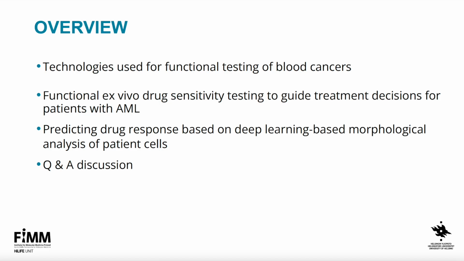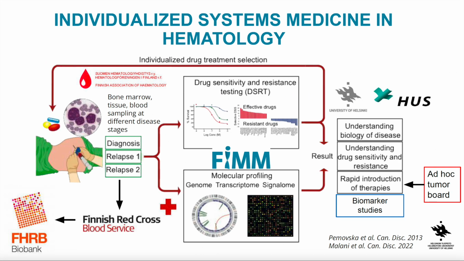All right, so over, I think, 15 years ago, we started here at our institute a program which we called the Individualized Systems Medicine Program for Hematology. And the idea for this program was to set up a biobanking infrastructure for patients with blood cancers. Basically, their samples would be collected at different time points of their disease, and they would be stored so that they could be used for different research assays and basically viably cryopreserved.